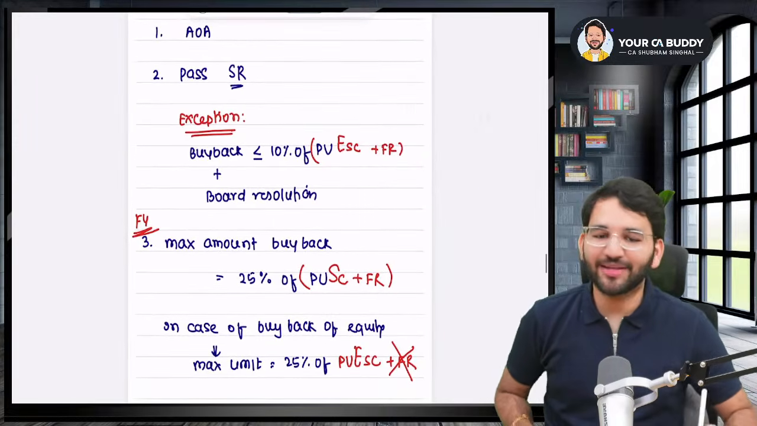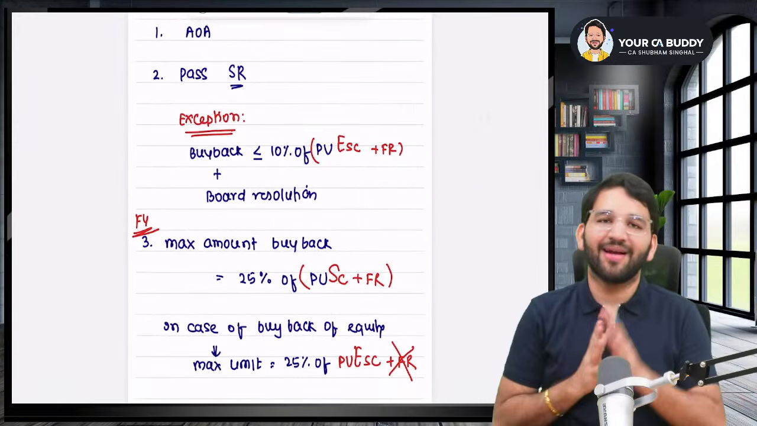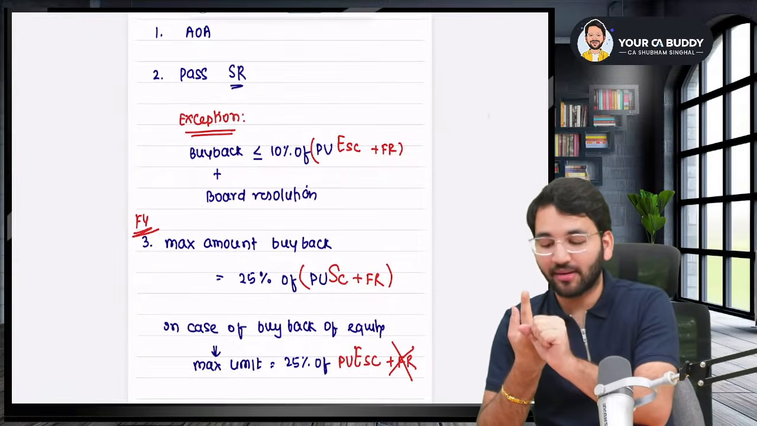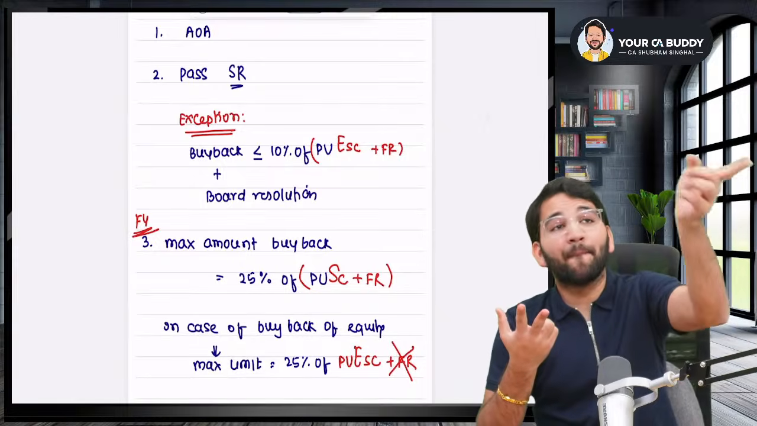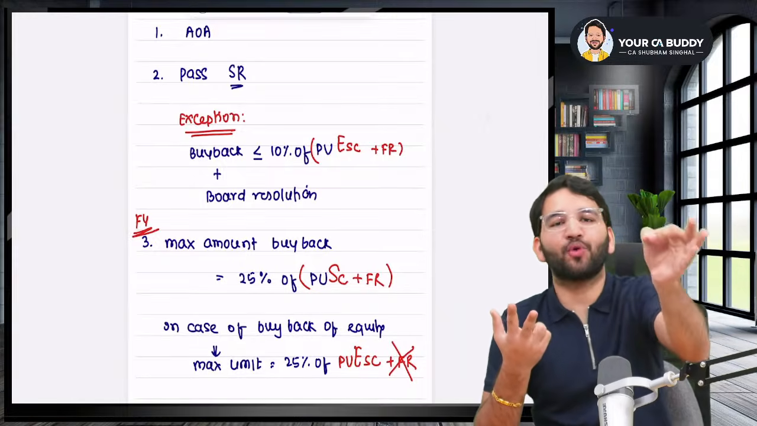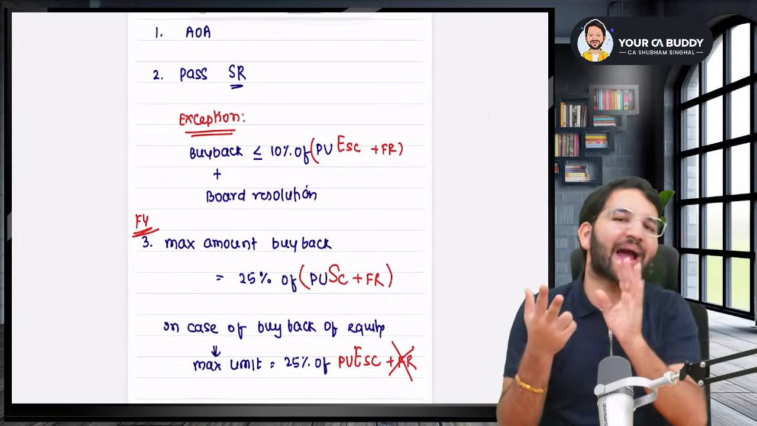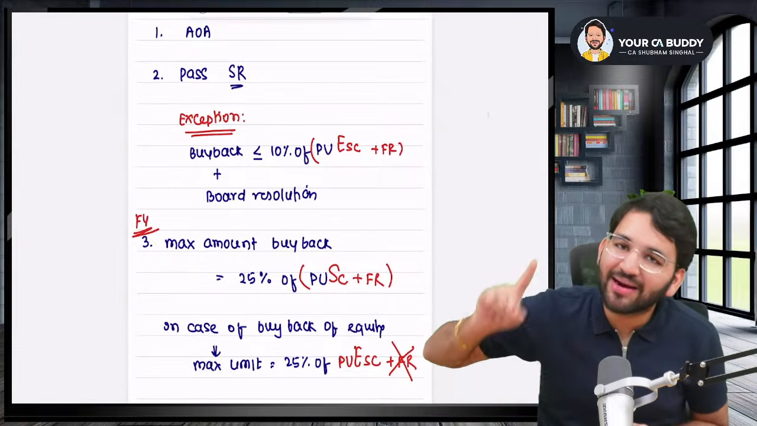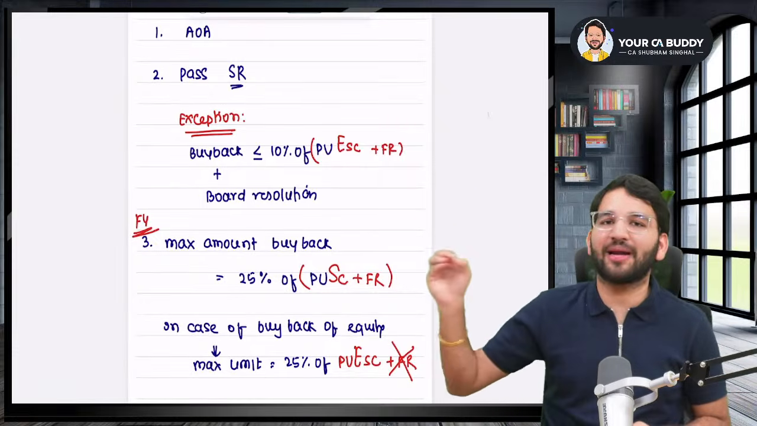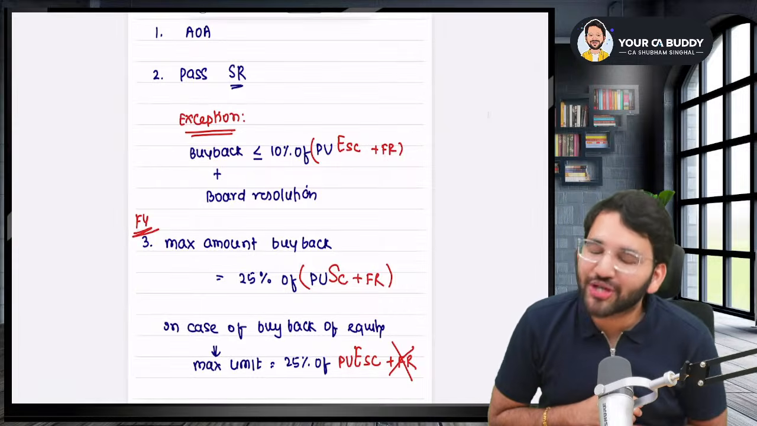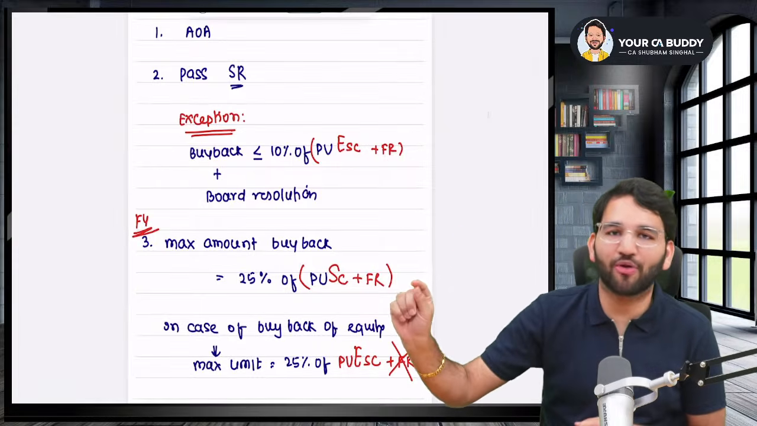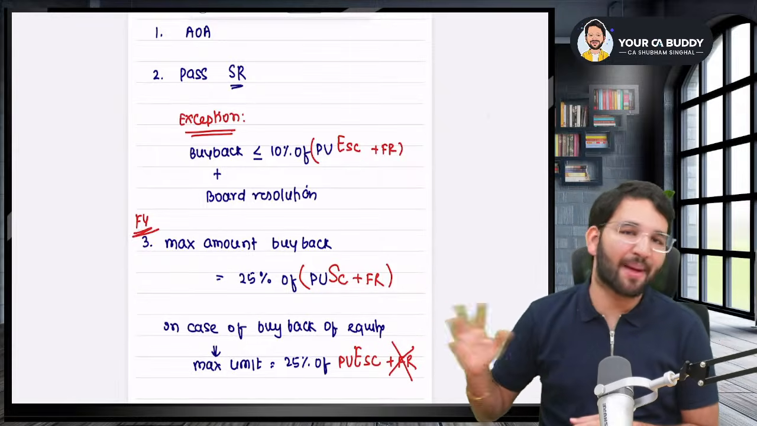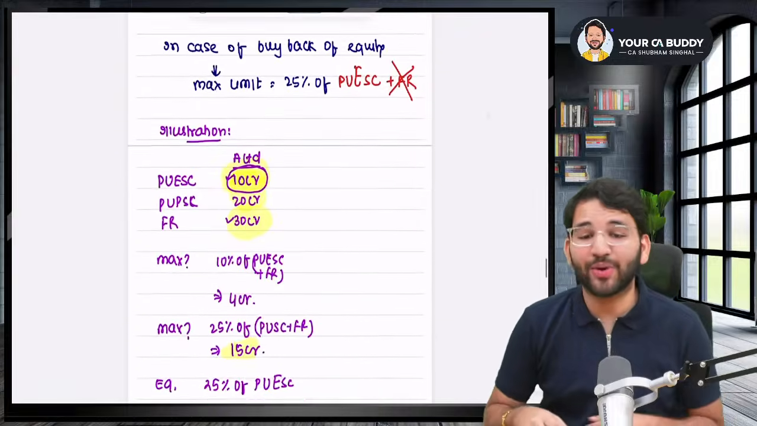There are 3 limits that we just studied, sir. Limit number 1: first of all, it has to be authorized by the AOA. Then you have to pass SR. But SR will not be required, and board resolution will be enough, if the buyback is up to 10% of paid up equity share capital plus free reserves. Point number 3, what will be the maximum buyback in a year? In a year, the maximum buyback will be 25% of paid up share capital plus free reserves. But if you are buying back equity, it will be 25% of paid up equity share capital.